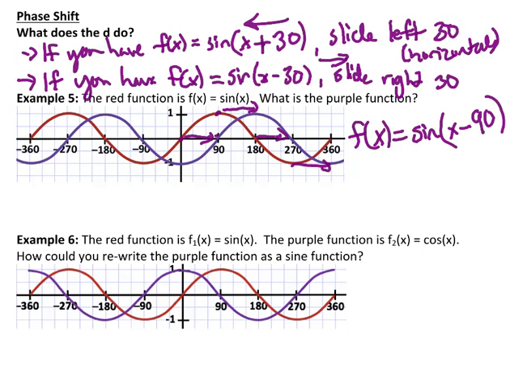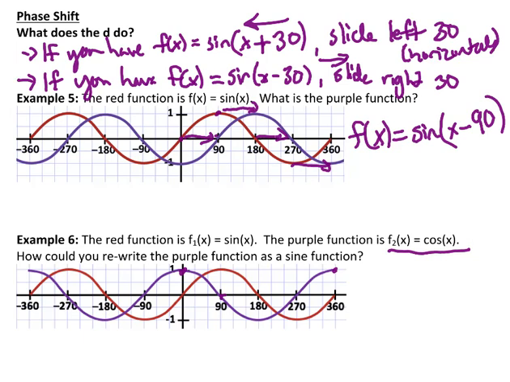So here's another one where it's been slid backwards by 90. So you can see that the red function is a sine function. The purple function in this case is actually a cosine. Notice, right, cosine starts at max, ends at the max, goes through 90 and 270. So that is already a cos function. So you could call that purple function just cos of x.